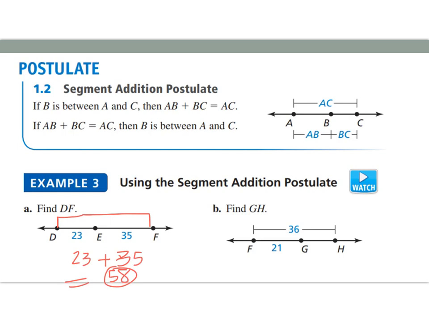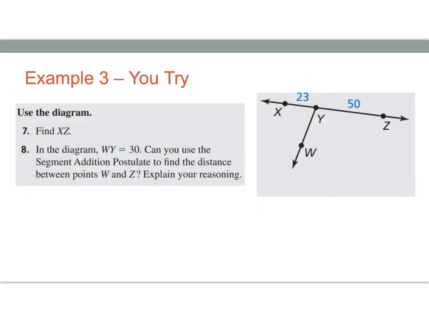Likewise, for part B, I know that my total distance is 36. So I'll say 36 is going to equal the distance from F to G, which is 21, plus the distance from G to H. That tells me that GH is going to equal 15 units.